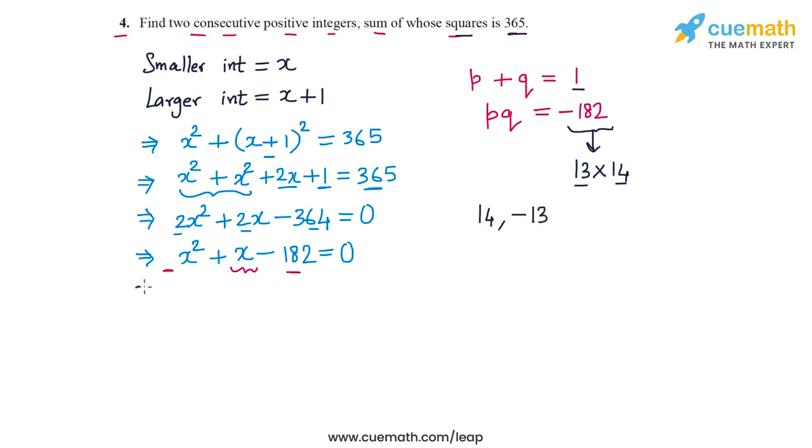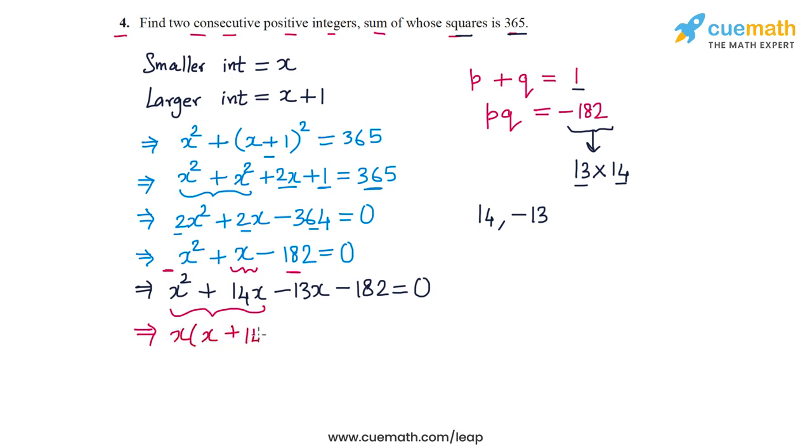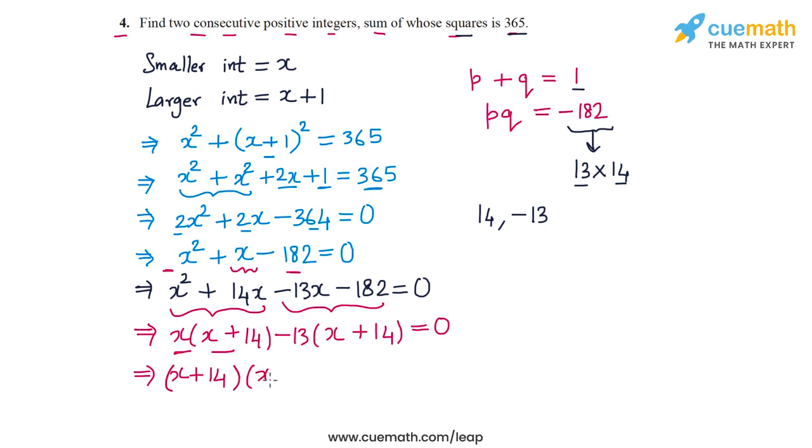So this is how we can split the middle term. We can split the middle term x as 14x minus 13x, and then we have minus 182 equal to 0. Now this can be factorized easily. From the first pair of terms, we take out x common, so we get x times x plus 14. And from the second pair of terms, we take out minus 13 common, and this time we get x plus 14 once again. Now we have a common factor of x plus 14, so we take that out. So x plus 14 times x minus 13 is equal to 0.